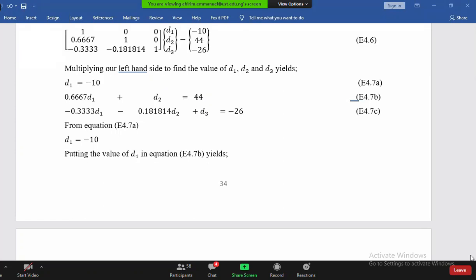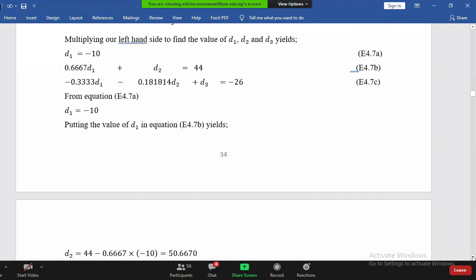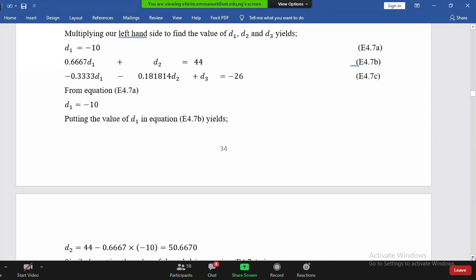In the original question, it will be minus because of the negative sign. The right-hand side is negative, and when it crosses over, it becomes plus. So it will be added to 44.